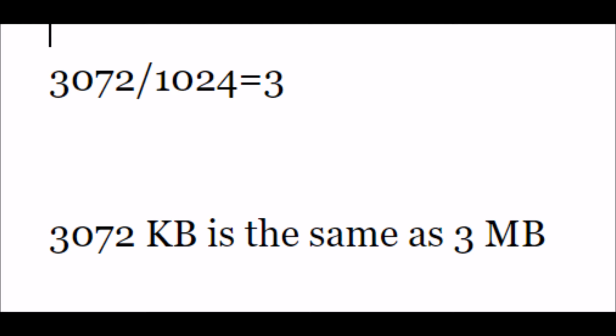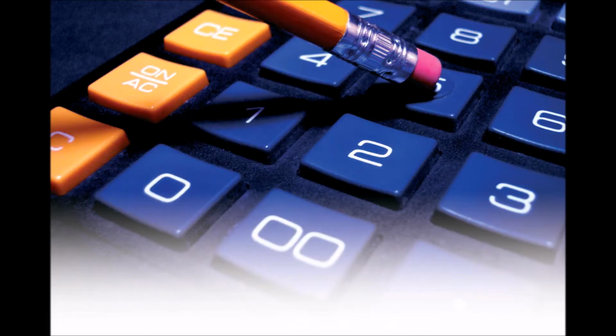This works both ways. So if you want to find out how many kilobytes are in 3 megabytes, you multiply 3 by 1024. This will give you 3072 kilobytes. So as you can see, memory isn't all that complicated. It's just a bunch of number crunching.